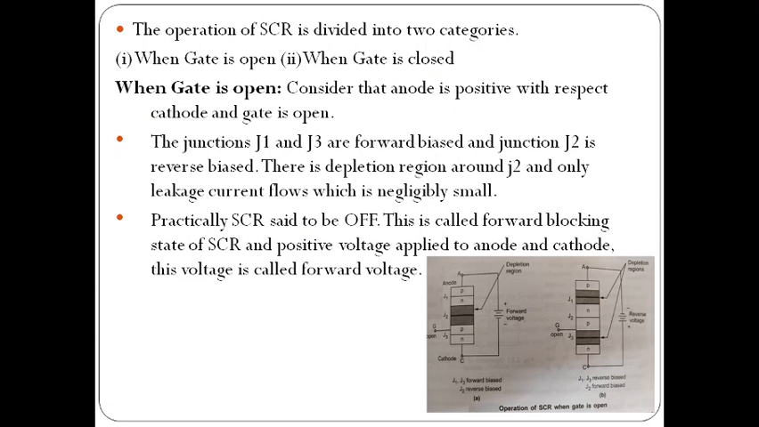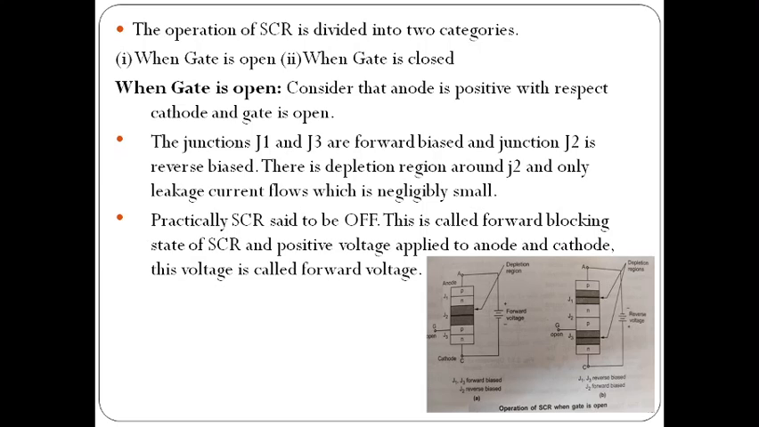Operation of the SCR we divide into two parts. One is when the gate is open, that means no current passes through the gate terminal. The second is when the gate is closed, when current passes through the gate terminal. First we consider the gate open case, in which we can connect the SCR in forward bias and reverse bias, and see how it behaves.